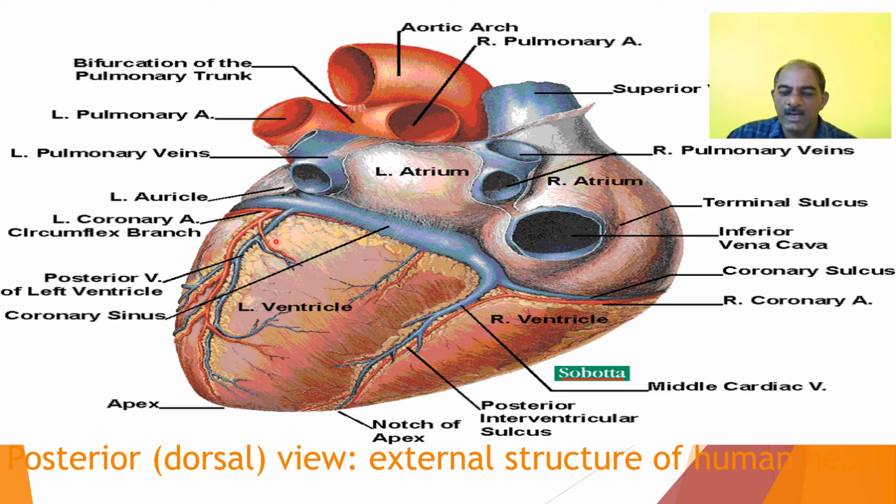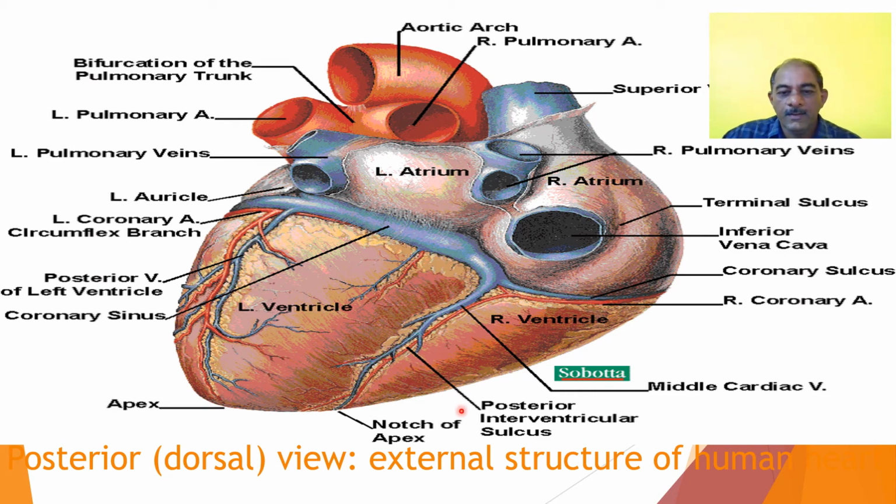Here detailed structure of heart is studied in internal structure of heart or section of heart. And in this structure, the aortic arch is present, right pulmonary artery is also seen, left pulmonary artery is also present, left pulmonary veins and right pulmonary veins are also seen in this posterior view of heart, as well as left ventricle, right ventricle, coronary veins and coronary artery, as well as coronary sinus. That region is also seen in this dorsal view of heart.